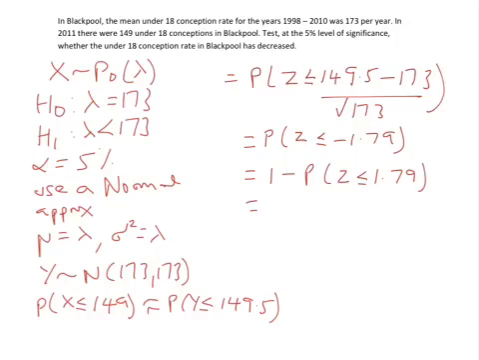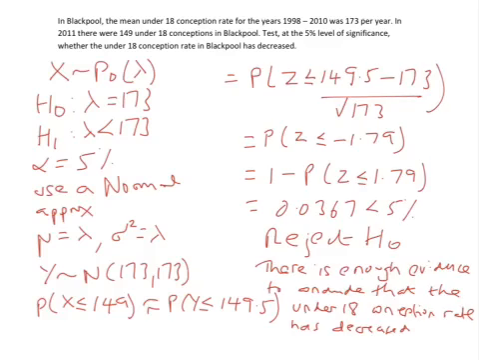That's 1 minus 0.9633, so that's 0.0367, which is less than 5%. So we can now reject H0, the null hypothesis, and write our conclusion. And there it is. There is enough evidence to conclude that the under 18 conception rate has decreased.